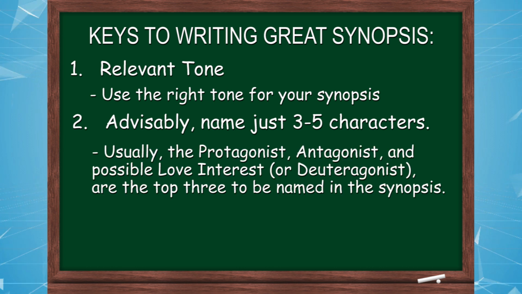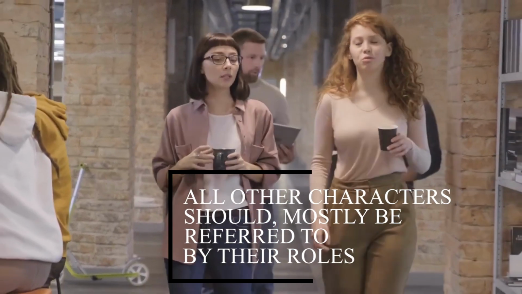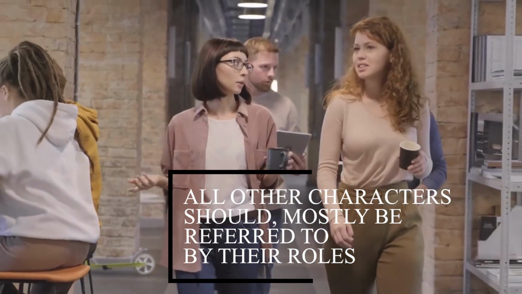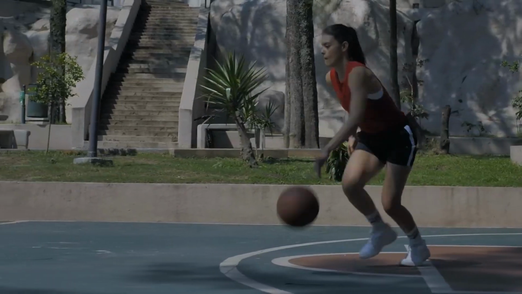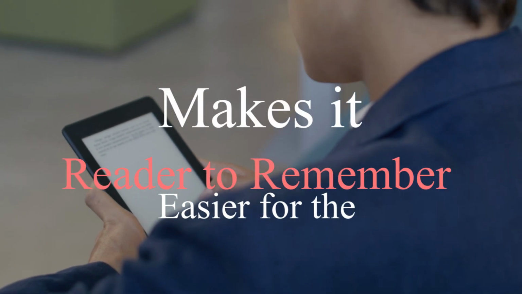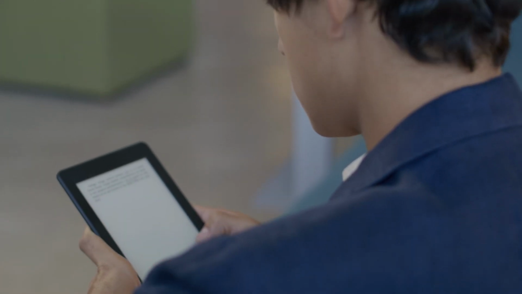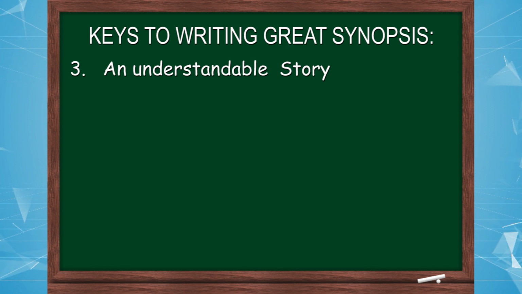Usually, the protagonist, antagonist, and possible love interest or deuteragonist are the top 3 to be named in the synopsis. All other characters should mostly be referred to by their roles. Example, the waitress, the mother, the basketball player, etc. It makes it easier for the reader to remember without having to keep matching names to roles, which could be confusing and frustrating.